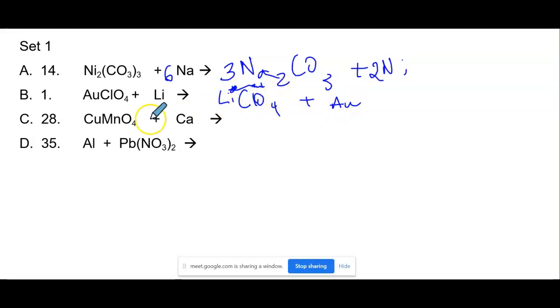So we look at ClO4. There's 1 ClO4 group on each side. So that's balanced. 1 Au, 1 Au, 1 Li, 1 Li. So for this unit, you just had to tell me it was balanced. How's that feel?